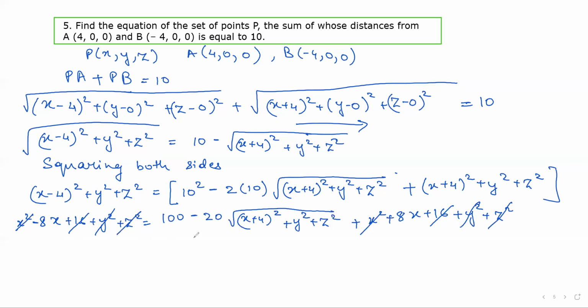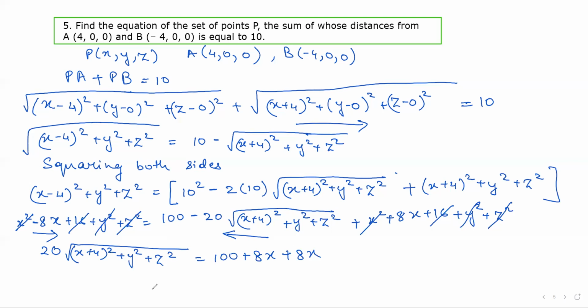Now you're left with, what I'm doing is I'm taking this term on the left hand side and I'm taking minus 8x on the right hand side because you have a minus sign over here, it will be plus. So 20 root of this value, which is (x plus 4) whole square plus y square plus z square, is equal to 100 as it is plus 8x, anything which is on the right hand side, and then transporting this minus 8x over here, plus 8x. So your right hand side will be 100 plus 16x. Here you can take 4 common. You'll be left with 25 plus 4x.